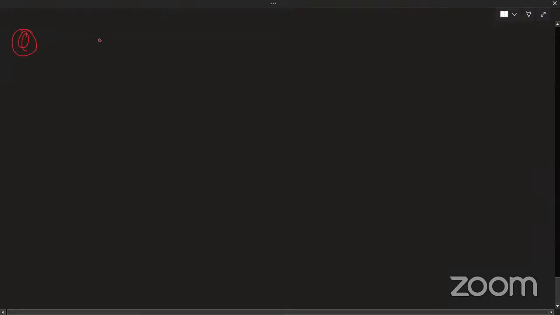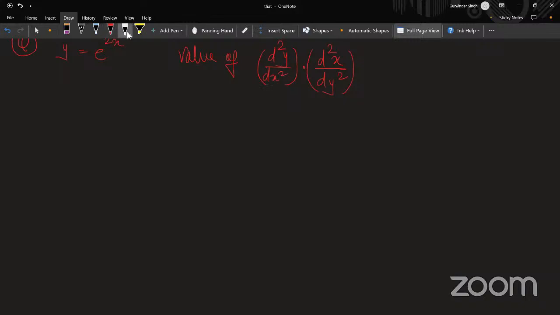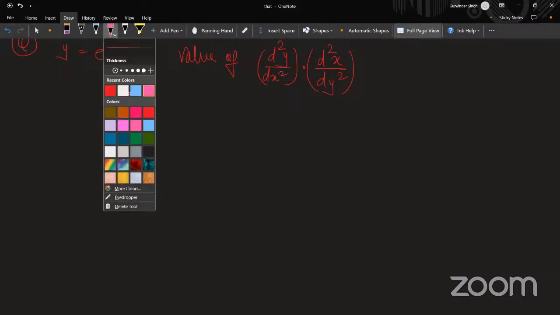So a function is being given to you, y is equal to e raised to 2x. Okay, this is the function. And it is asking what is the value of d2y by dx square into d2x by dy square. I hope all of you know that this is not equal to 1.